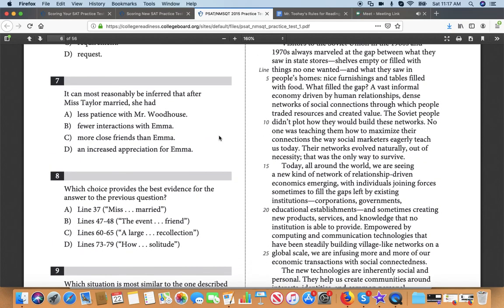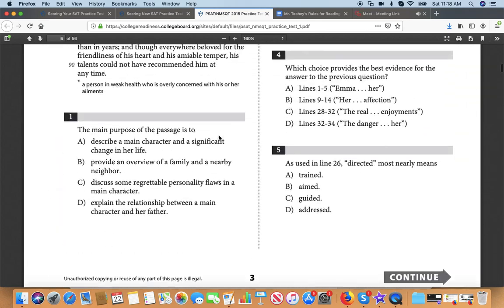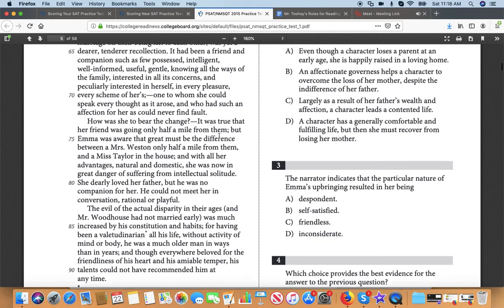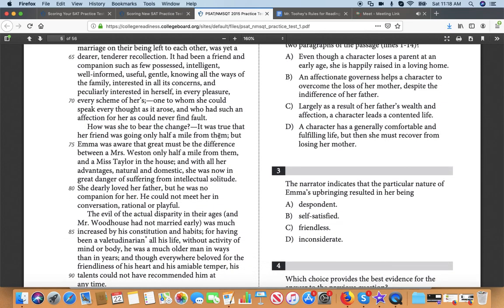Try B. Fewer interactions with Emma. Can it reasonably be inferred that when Miss Taylor married, she had fewer interactions with Emma? Yes. I think so. What are you basing that on? What lines are you basing that on? I'm not sure exactly what lines it was, but it's definitely in the second half. See if you can find them. Okay.